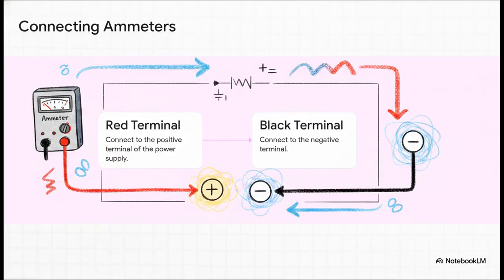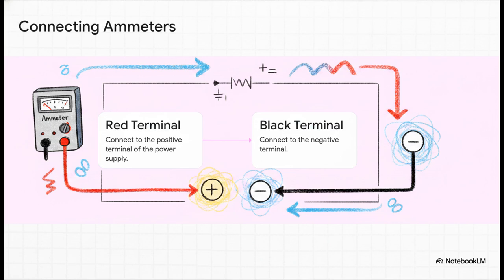Now, physically hooking up this ammeter does require a little bit of attention to detail. If you look closely at one, you'll see it has 2 connection points, or terminals, where you attach your wires, and they're almost always color-coded. One terminal's red, the other's black. The rule of thumb here is super simple but incredibly important if you want a correct reading.